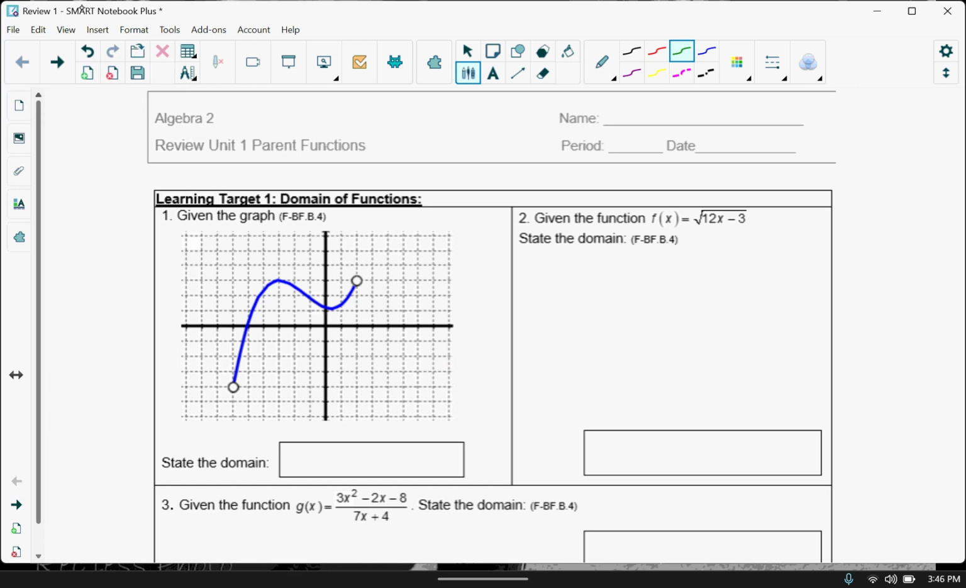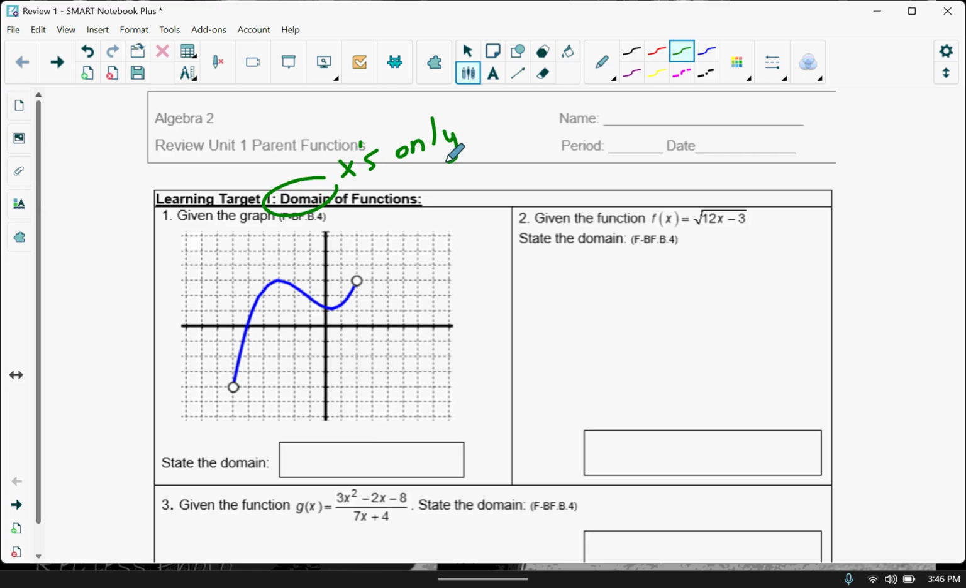Okay, this is the review for Unit 1. It's all about parent functions. So the first thing we're going to talk about in Learning Target 1 is the domain of functions. So we're going to focus primarily on domain. Now when we talk about domain, you have to remember that domain represents the x's only. That's going to come into play when you look at a graph.